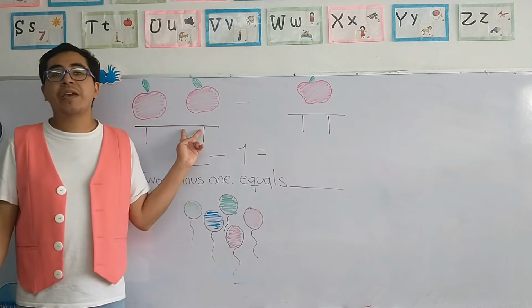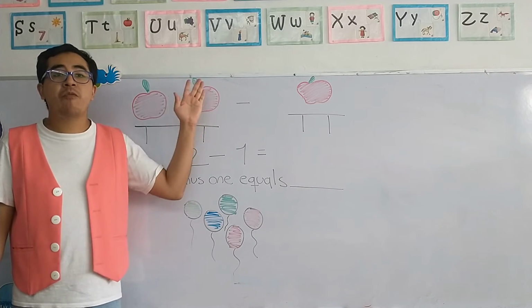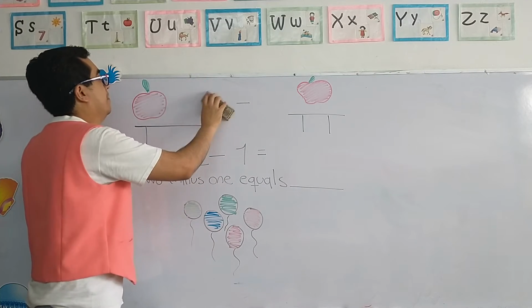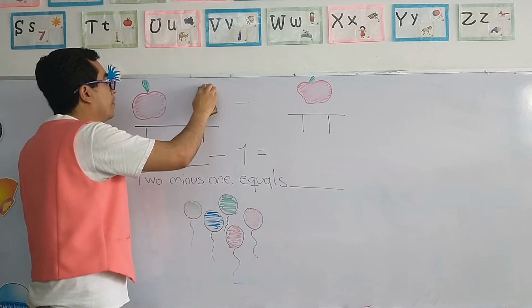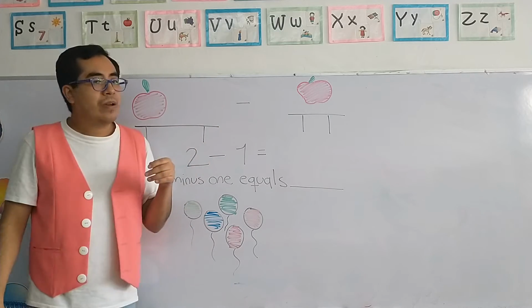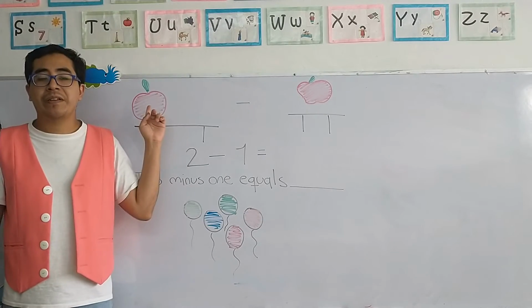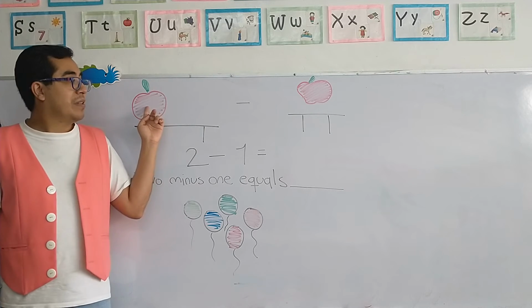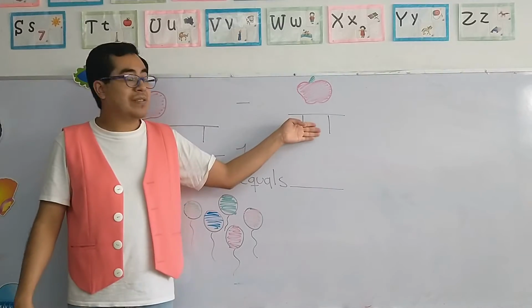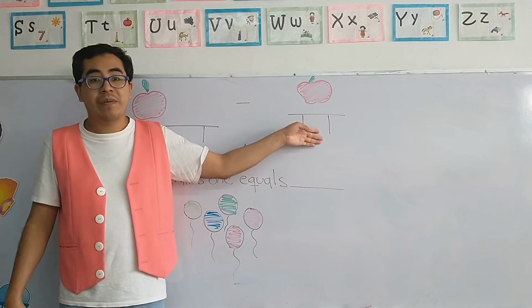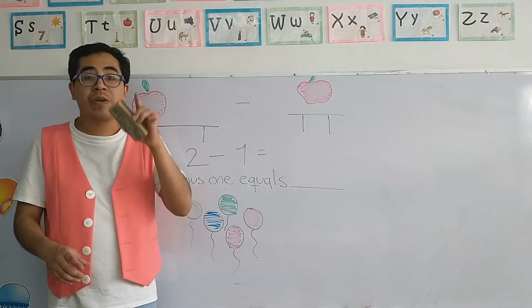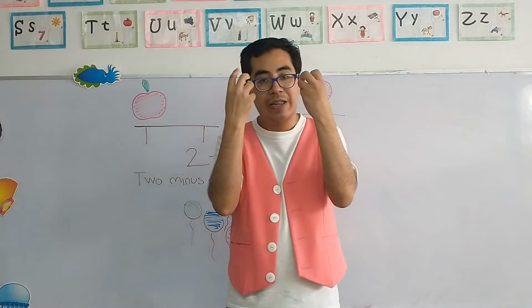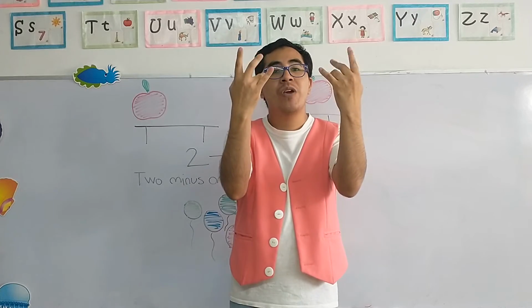Here in the second table, what happens if we remove one apple? ¿Qué pasa si quitamos una manzana? Okay. How many are left? ¿Cuántas vamos a tener ahora? Just one. Okay. So this is the same as the second table. Okay. Very good. So remember, for additions, instead of adding, en lugar de sumar, we are going to remove.